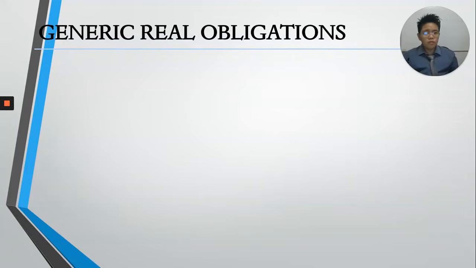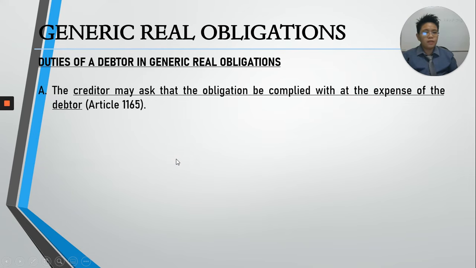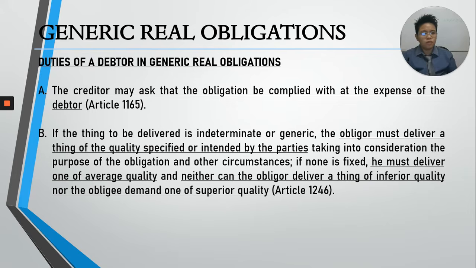Now, about the duties of a debtor in generic real obligations. So, again, ang generic real obligations is the obligation to give generic objects. So, pasok na naman ang inyong isang sakong bigas, isang sakong asukal, etc. So, the duties of a debtor. Remember, class, the creditor may ask that the obligation be complied with at the expense of the debtor. So, creditor may demand from the debtor, comply with your obligation. So, obviously, this is an obvious duty.